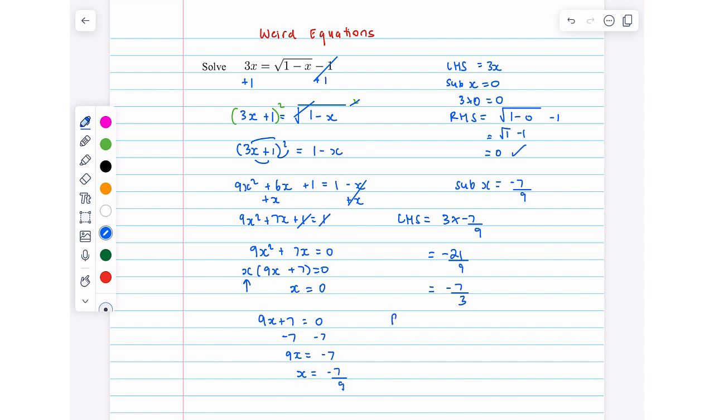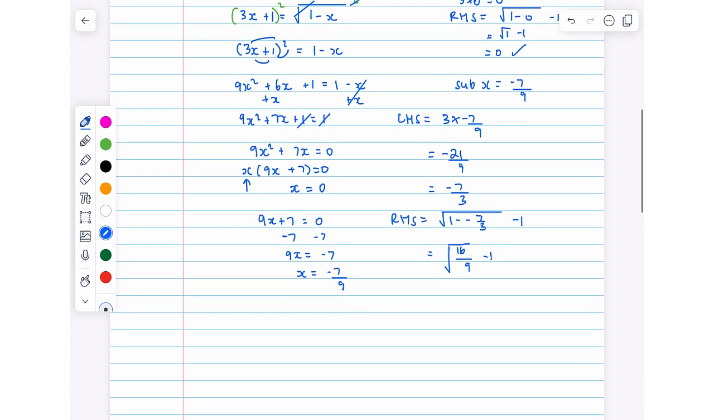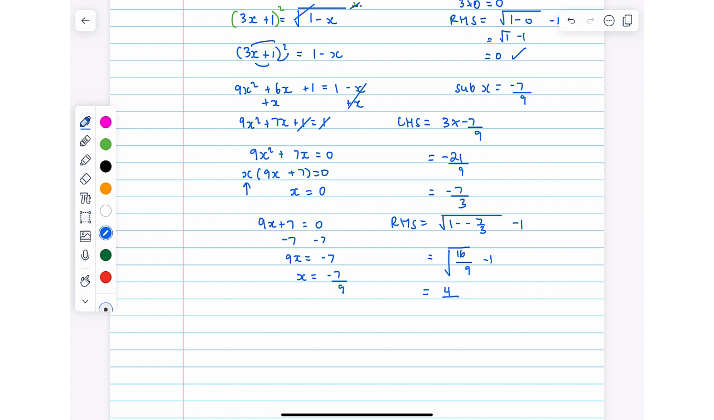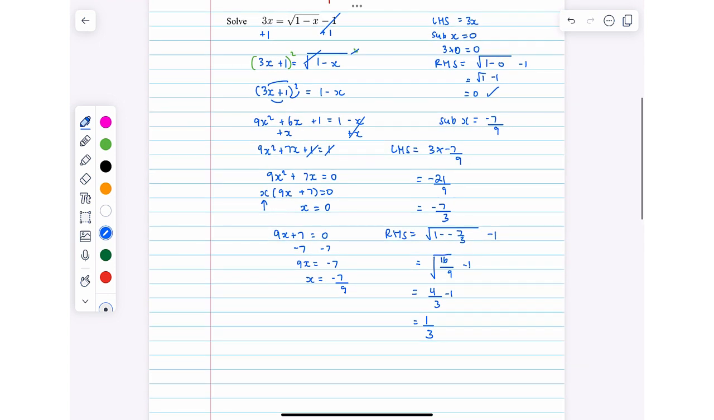What is the right-hand side? It's the square root of 1 minus x, so 1 minus negative 7 ninths, with a minus 1 on the outside, which is the square root of 16 over 9 minus 1, which is 4 thirds minus 1, which is a third. Okay, we didn't get left-hand side equals right-hand side, so therefore x equals 0 is the only solution there.